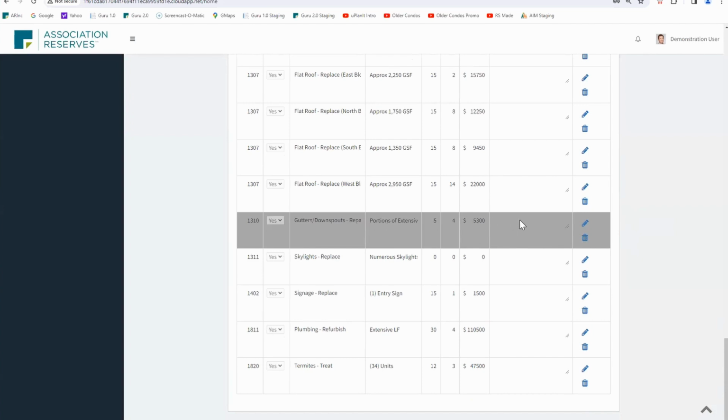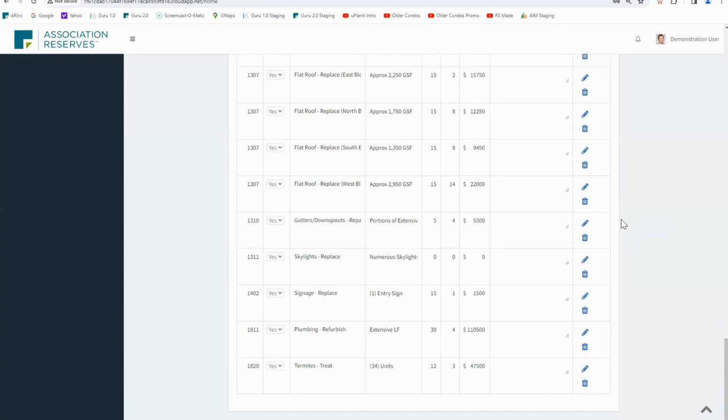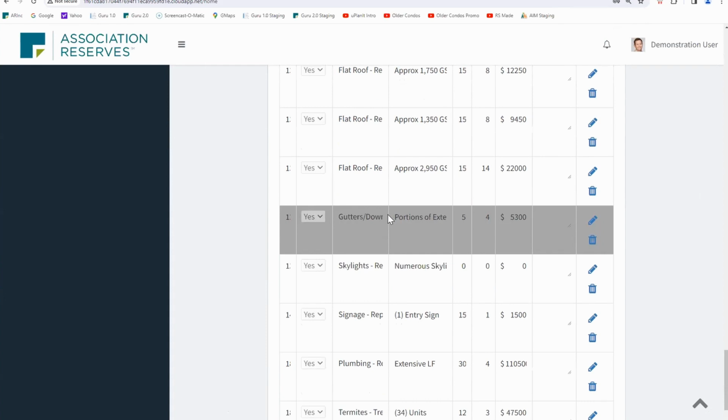This component here for the gutters is a great example of that. Yeah, you've got your gutters and downspouts. We'll split them up. We'll give an allowance every year. It still goes into the reserve fund, but it's a way to spread out the cost and make it a little more palatable for the homeowners.